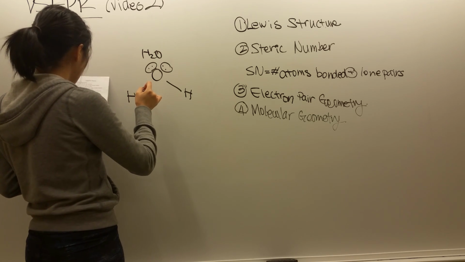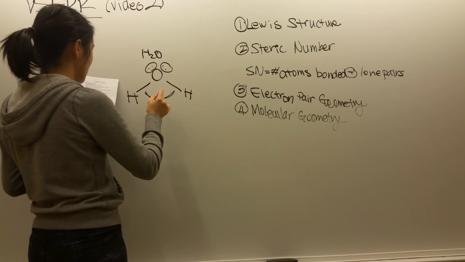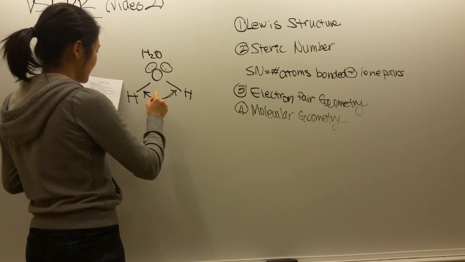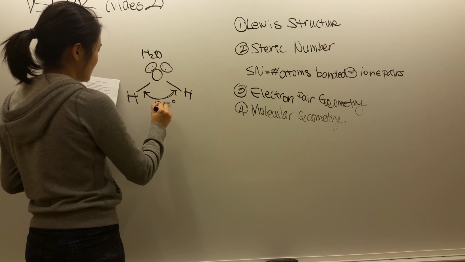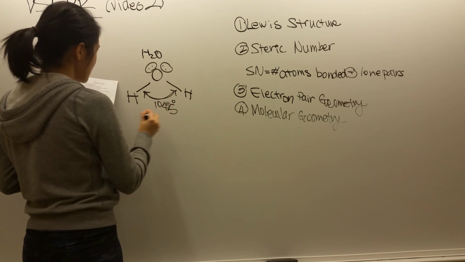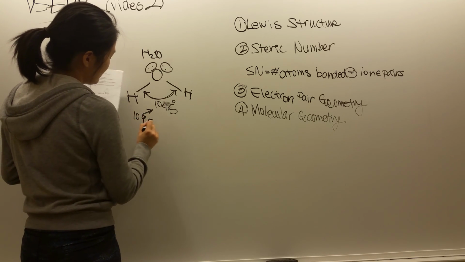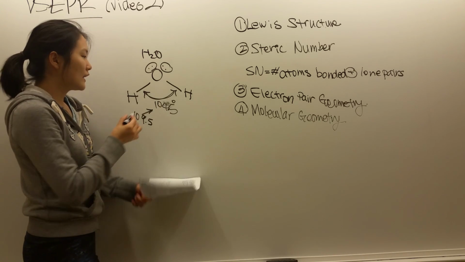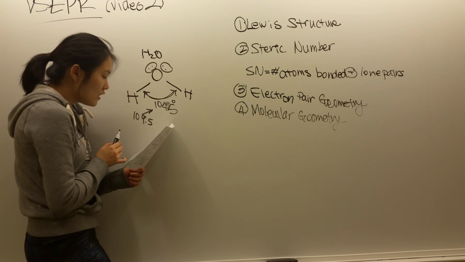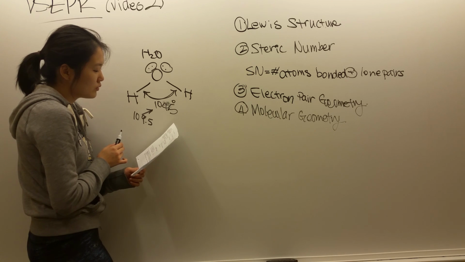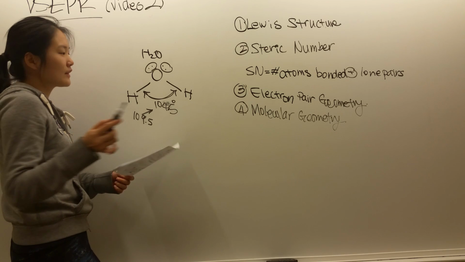In this example, it has a picture that goes 104.5 degrees, and then an arrow pointing to 109.5. I guess this is trying to say that that angle was supposed to be 109.5. Oh, that makes sense. Okay, yeah, that makes sense.